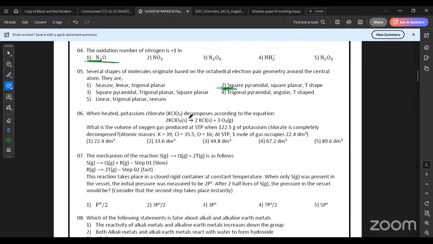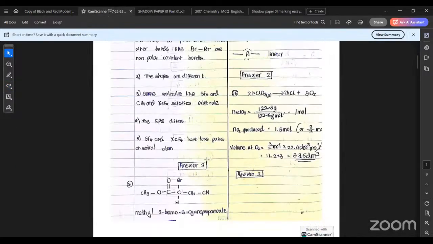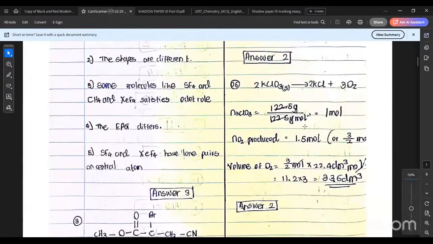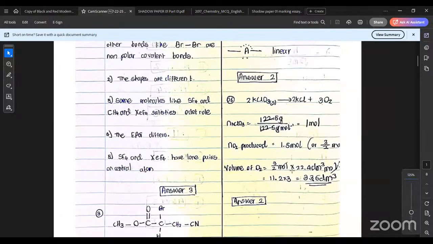Sixth one: when heated, potassium chlorate decomposes according to the equation. What is the volume of oxygen gas produced at STP when 122.5 grams of potassium chlorate is completely decomposed? Look, you have the thermal decomposition equation, right? Then the number of moles of potassium chlorate, you can find by mass divided by molar mass, that is 1 mole. So the number of moles of oxygen produced, you can take using the stoichiometry, multiplied by 3, divided by 2, 3 over 2 moles or 1.5 moles.